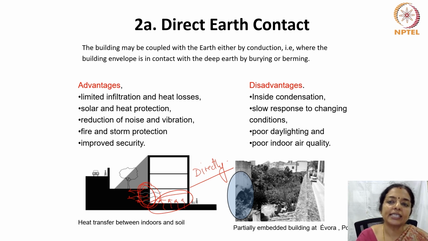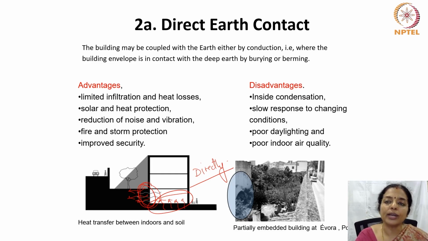It has some advantages. The advantages include limited infiltration and heat losses because it's in direct contact. There is solar protection and heat protection to the building during summer. There is reduction of noise and vibration. Fire and storm protection is there. There is improved security.